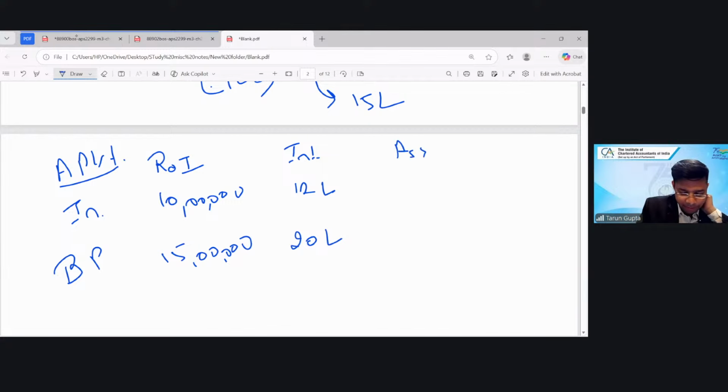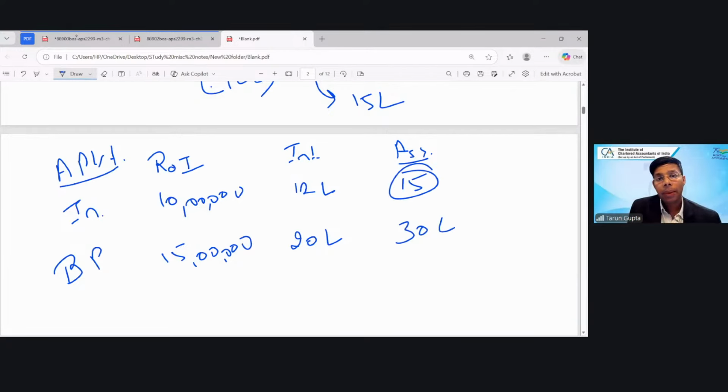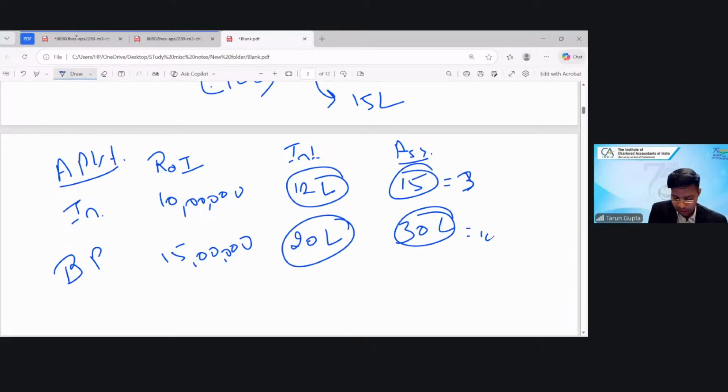Now in assessment, this 12 lakh, the income under the intimation and normal provisions, becomes, say, rupees 15 lakh, and this 20 lakh becomes 30 lakh. That is the book profit. So underreported income is income assessed under normal provisions minus income determined in the intimation, 12 lakh. So 3 lakh, plus C minus D. C is the book profit assessed, 30 lakh, minus book profit determined in the intimation, 20 lakh. 10 lakh. So underreported income is 13 lakh.